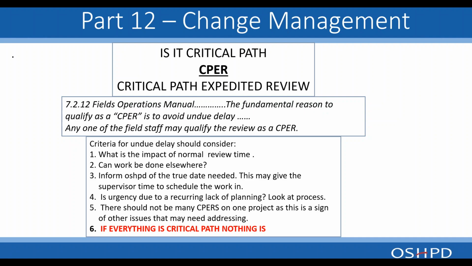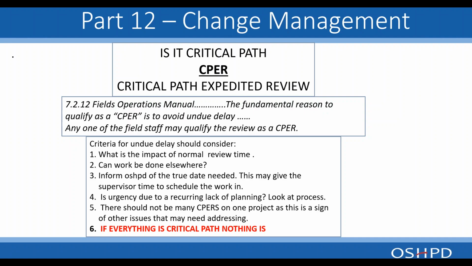And what we've done in the past is we've asked the question, what is the impact of the normal review time? Can work be done elsewhere? This is important: inform OSHPD of the true date needed. Sending everything in and saying, hey, we need it yesterday, doesn't help us schedule resources to expedite it. If we know the true date, we may possibly be able to get resources on it to get it out in the time that you actually need it.